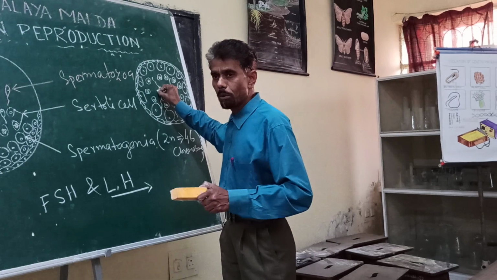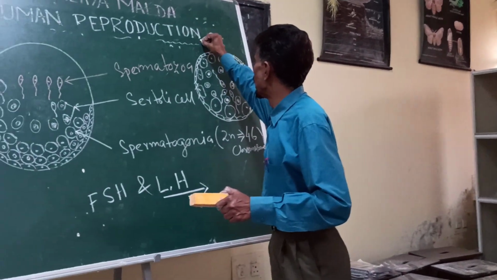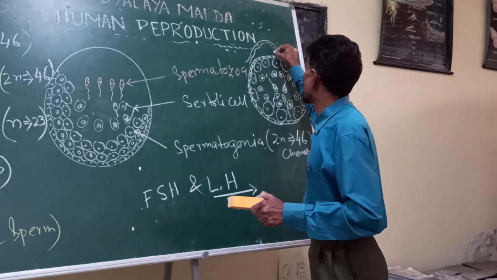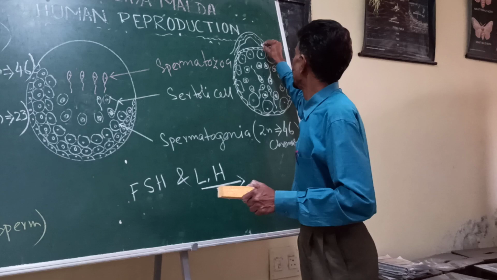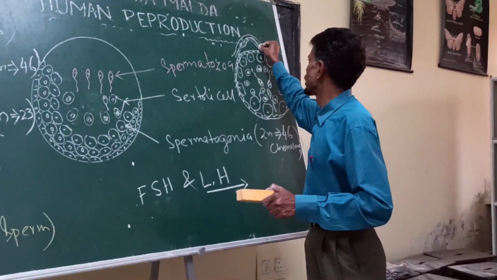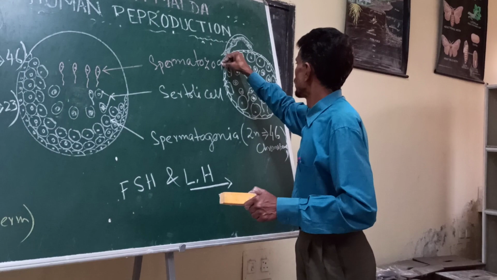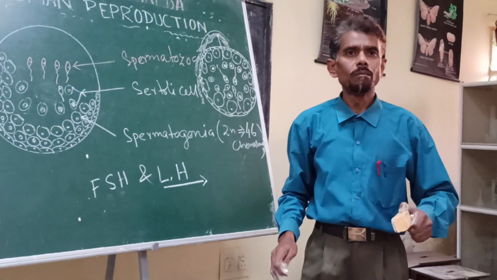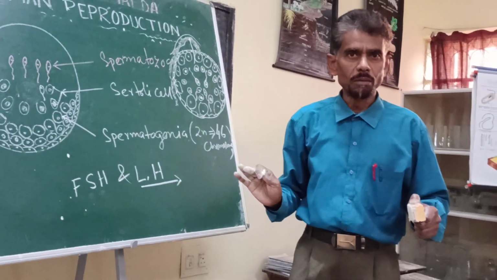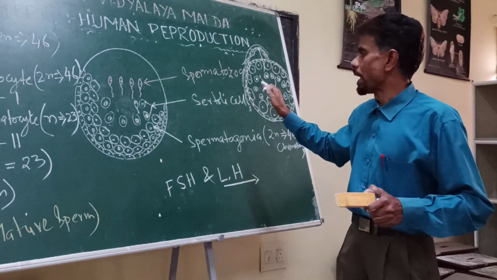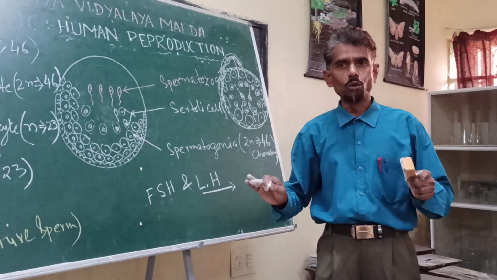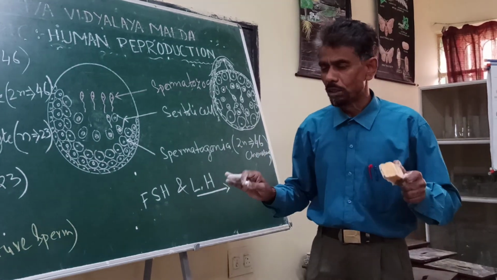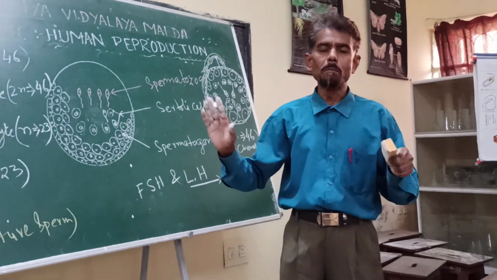From the seminiferous tubule, they will enter the epididymis. As I told you, it is a very coiled structure at the anterior end of the testis. They will enter the epididymis, and here they gain their motility. So in that way, the whole process of spermatogenesis is completed. The main aim of spermatogenesis is the formation of a mature sperm.